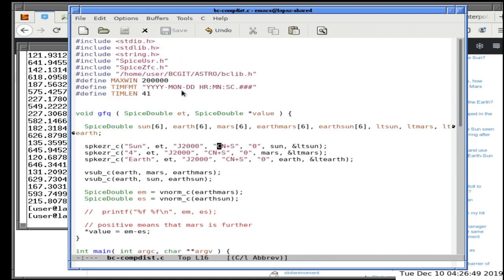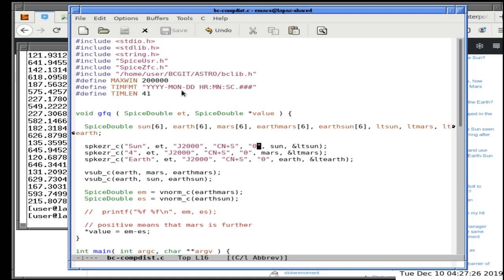Over here in the function gfq, I compute three different positions and then subtract. In fact, I compute these positions relative to the solar system barycenter, and then I subtract. There's no need to do that. I could have just used the Earth as my observation point, and then I wouldn't even need to subtract vectors. I could just measure the length of the vectors from Earth to Mars and from Earth to the Sun, and subtract those. So a lot of extra things here that we don't need.